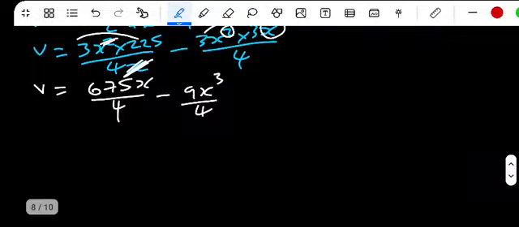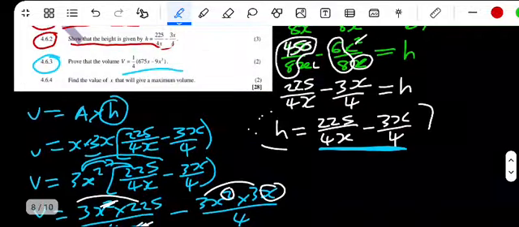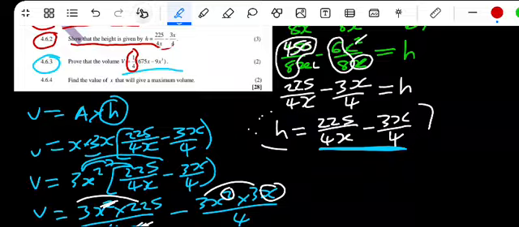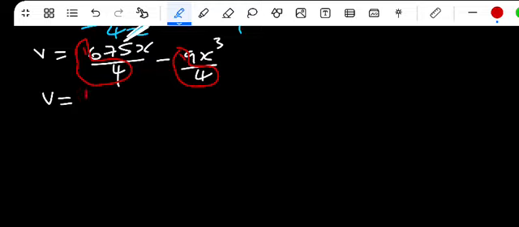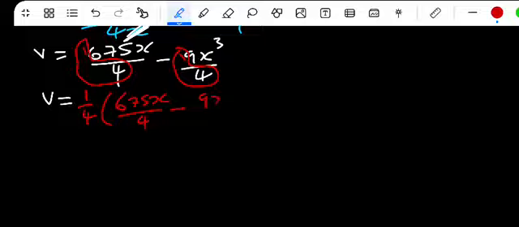Alright, so there's something amazing. Remember, we're supposed to prove this. If you can check here, we have 1 over 4. So let us take 1 over 4. It's a common factor. Here you take 1 over 4 like that. We'll have 1 over 4 times 675x minus 9x cubed. Let me check what we're supposed to prove.